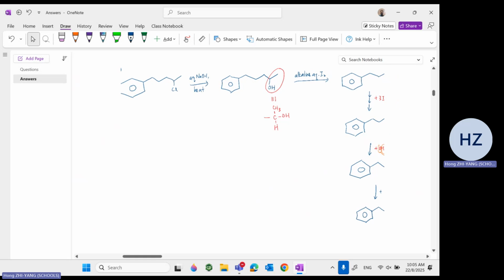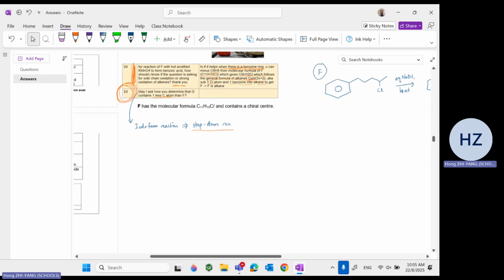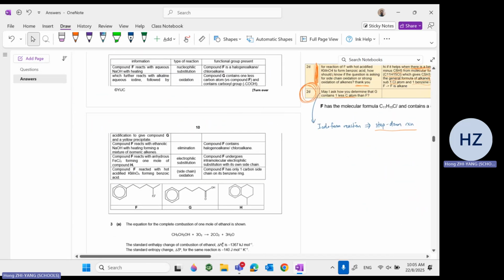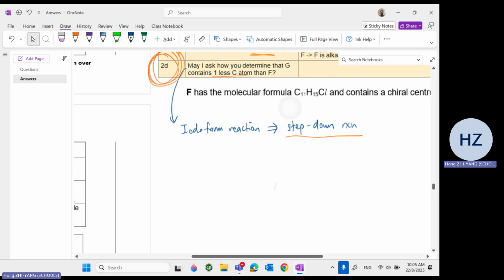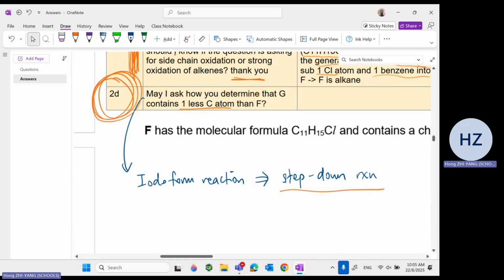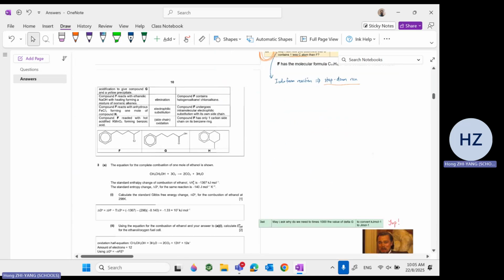All right, so I spent a bit of time on iodoform, so please just be careful about this when you are revising. Therefore, that breaking of the CI3 part causes it to have one less carbon. Okay, so that's my response to this. All right, let's move on.